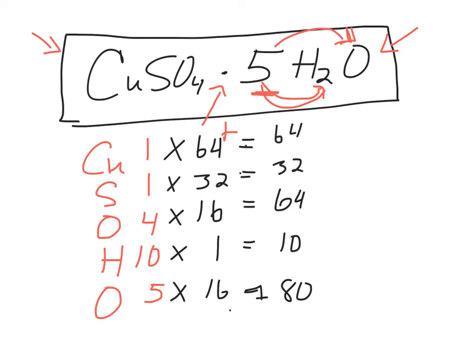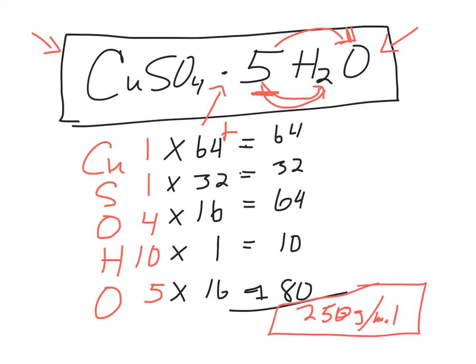So now remember that once you have the total, 64, 32, 64, 10, and 80, that's 250. Double check me. 64 plus 32 plus 64 plus 10 plus 80. It's 250, right? There we go. Okay, so this is your molar mass. But you see how we still did it just like the other ones? Okay?